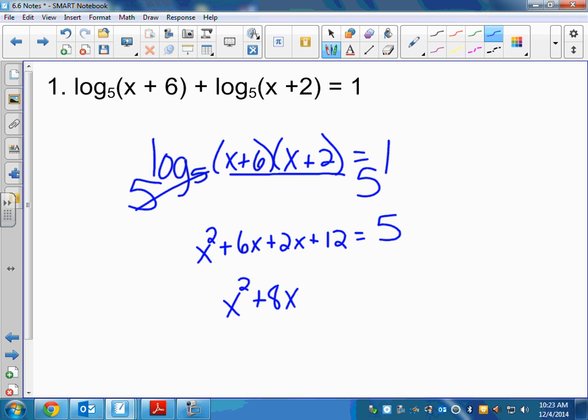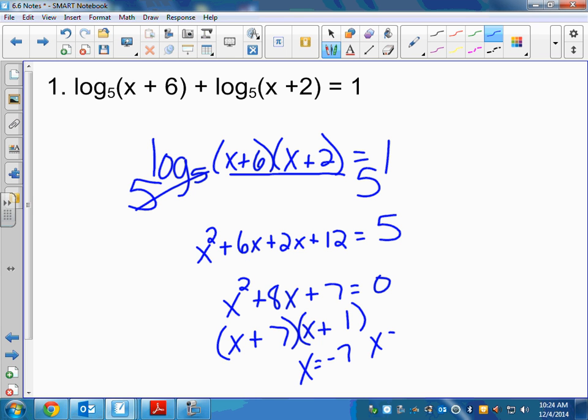Which means on this one, is it okay if I subtract the 5 over and get x squared plus 8x plus 7? Yep. Then that's our favorite quadratic. You can either factor, complete the square, or use the quadratic formula. I think this one's factorable. Is that true? 7 times 1 gives you 7, plus 1. So you get x equals negative 7, x equals negative 1.